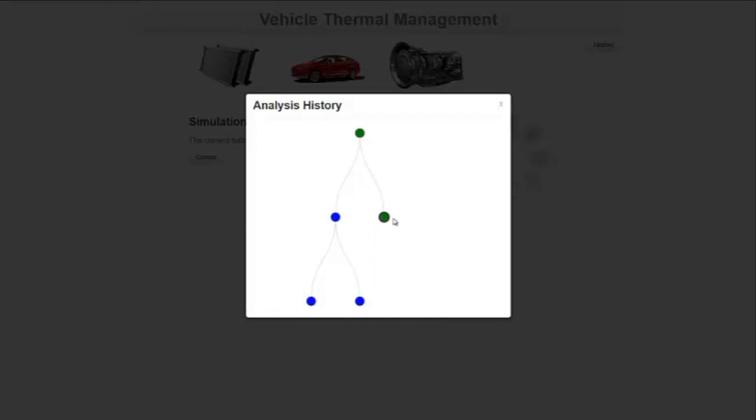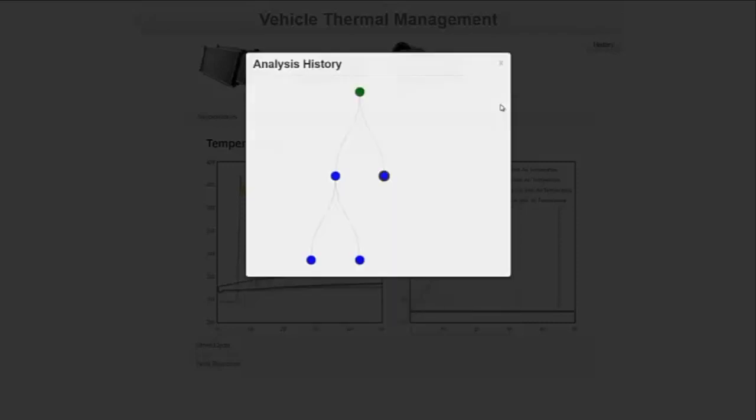And the blue dots indicate designs where there are results available. And you see that the color changed from green to blue there when the results became available. So some of them are just designs where we haven't done the analysis yet. Some of them might be analyses that are pending and so on.